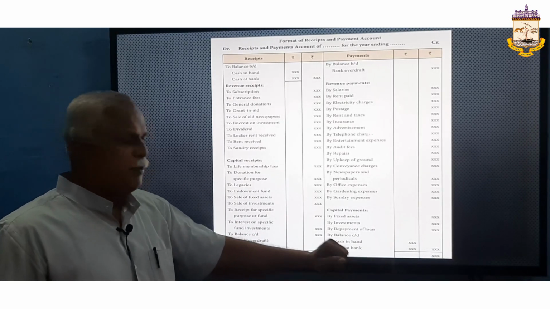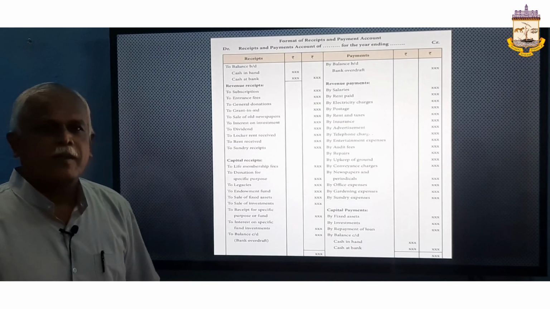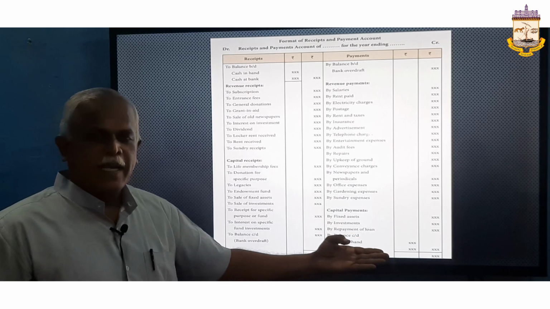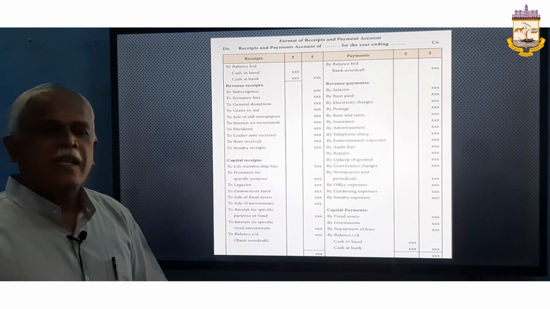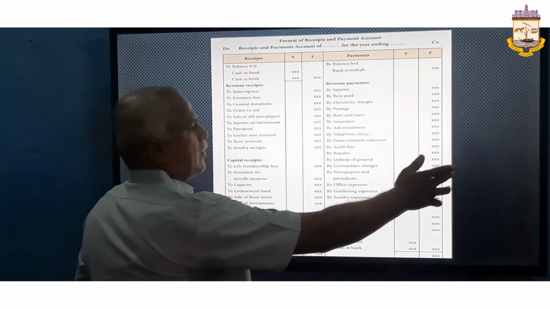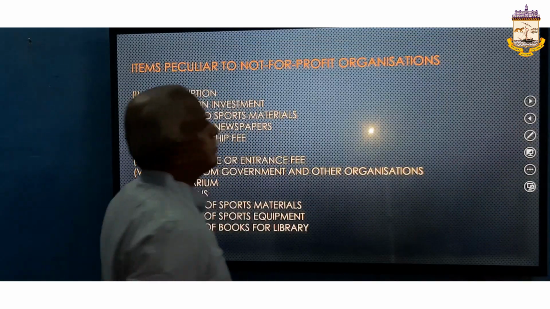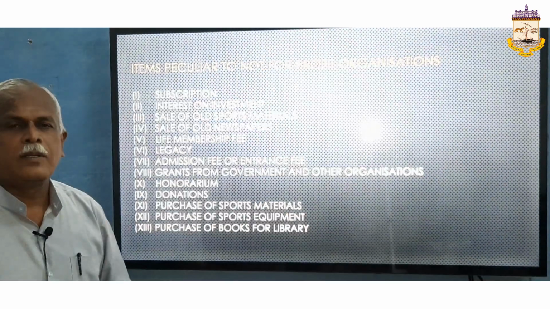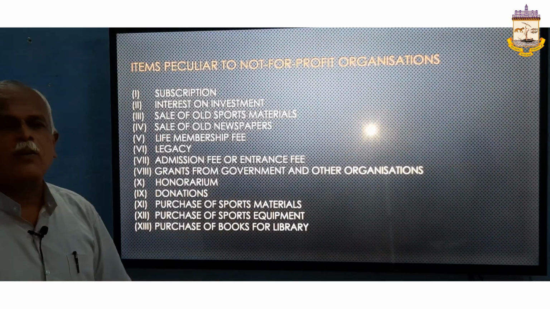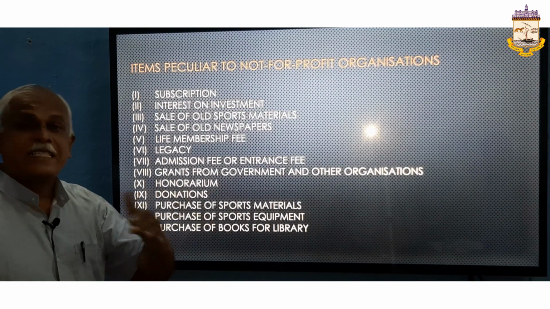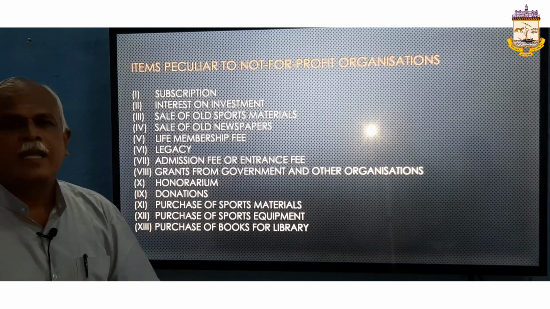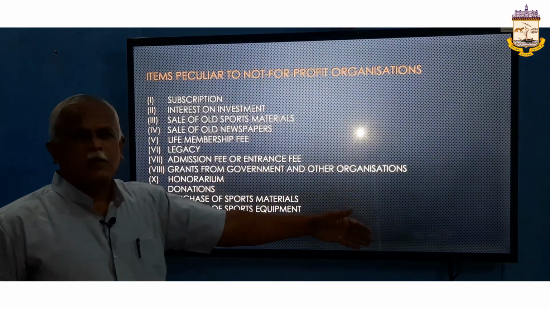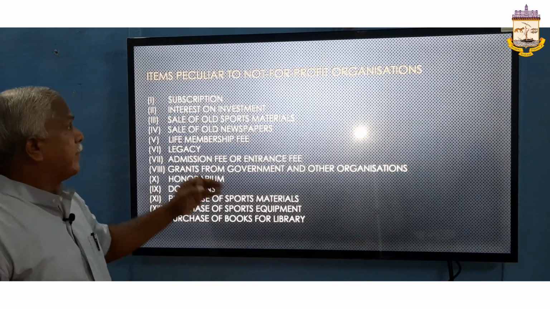The balance is shown at the bottom as balance carried down, that is your closing cash in hand, which will be shown in the balance sheet, as well as cash at the bank available. This also will be shown in the current assets of the balance sheet. You are given sufficient examples in the book to prepare the receipt and payment account. In the exam, you will be asked to prepare the receipt and payment account separately to find out the closing cash balance or bank balance.